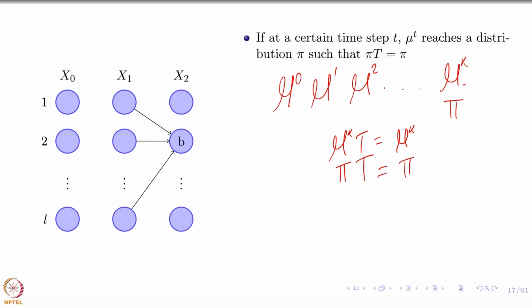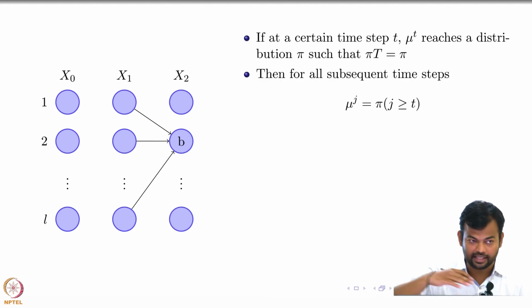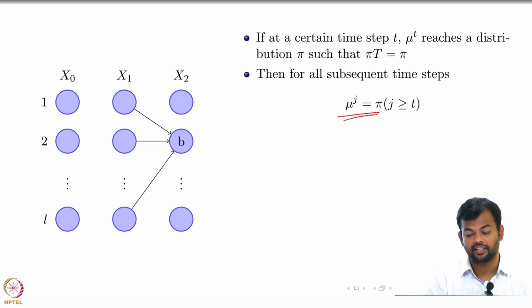Now if this happens, what is mu k plus 1? It's mu k into t, right? But I already know that's equal to mu k. Is that fine? So now from this time step onwards, the distribution for xk plus 1, xk plus 2, xk plus 3 and so on is going to remain the same. Is that fine? Right? So if this happens, for all the subsequent time steps, you have reached the same distribution.